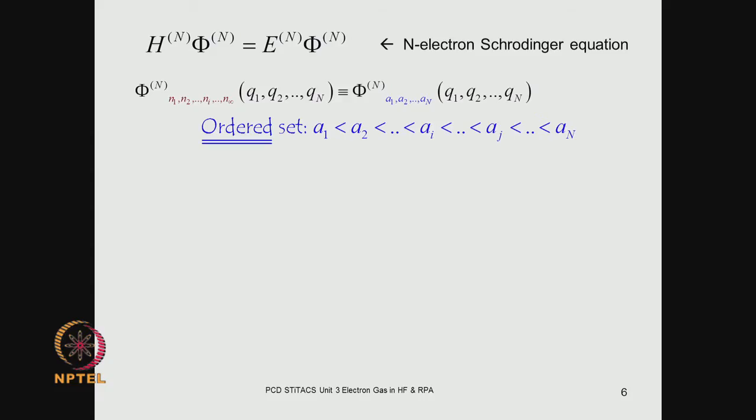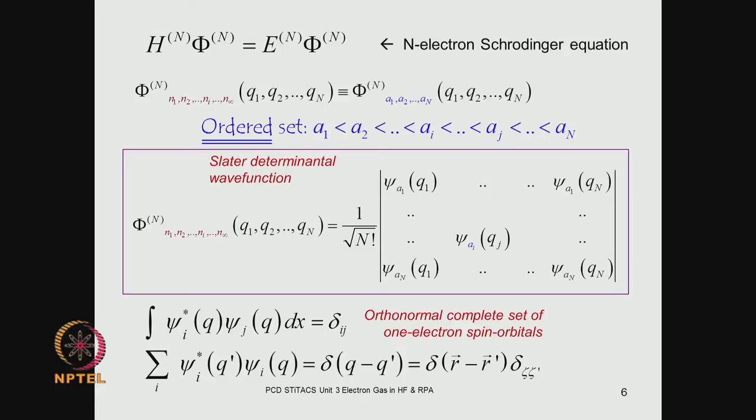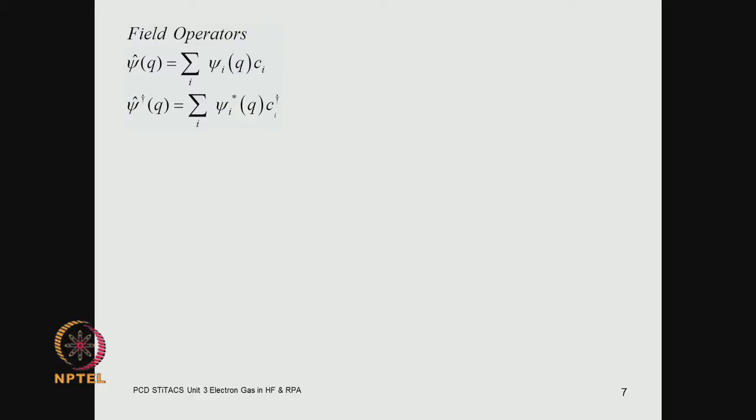So, what we do is to line them up in a certain order, and with reference to this order we have got the first n which are occupied in the ground state of an n electron system. So, this is the Slater determinantal wave function that we shall work with, and these provide you with a set of 1 electron orthonormal complete set of bases. Okay. So, this is the summary of what we have got.